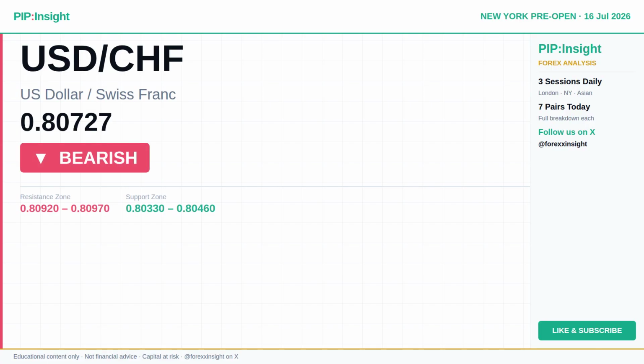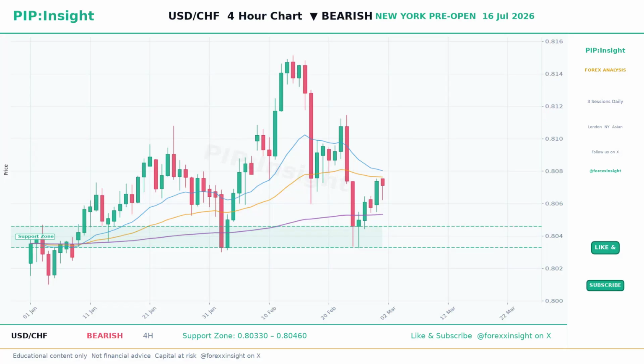Dollar Swiss. The chart is showing bearish structure on this session. The 4-hour trend is to the downside. Resistance is marked between 0.8092 and 0.8097. Support is marked between 0.8033 and 0.8046. Here is the full chart breakdown.